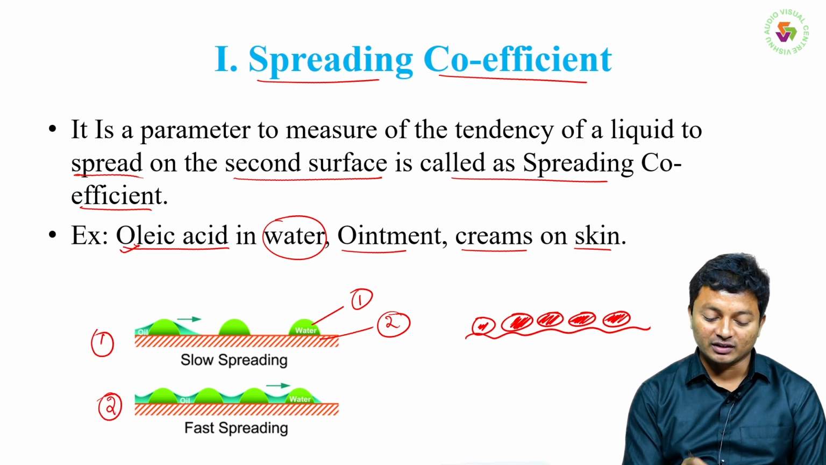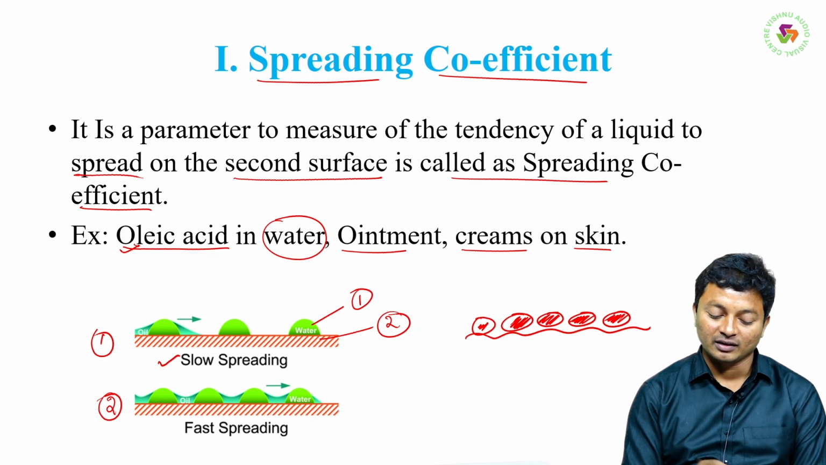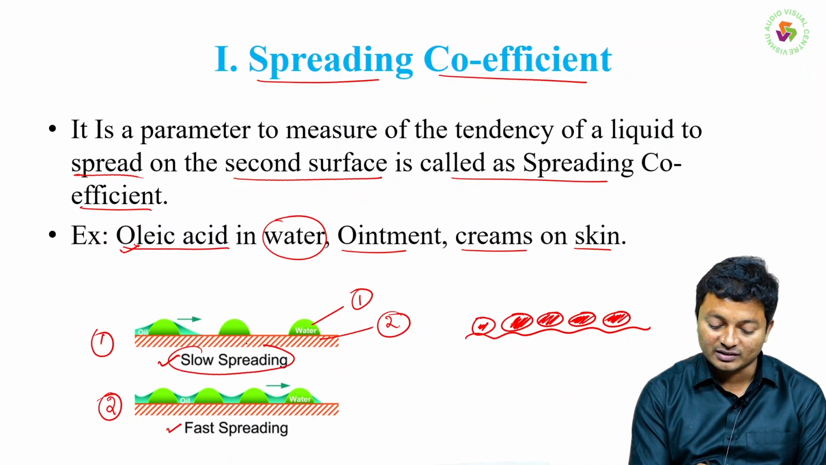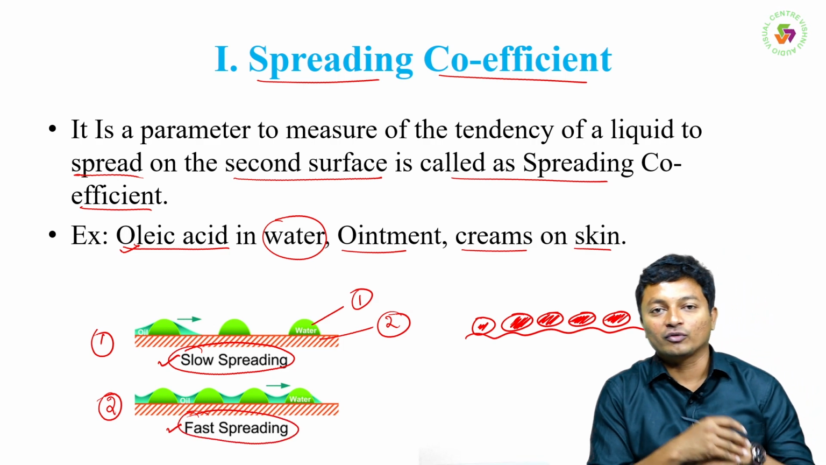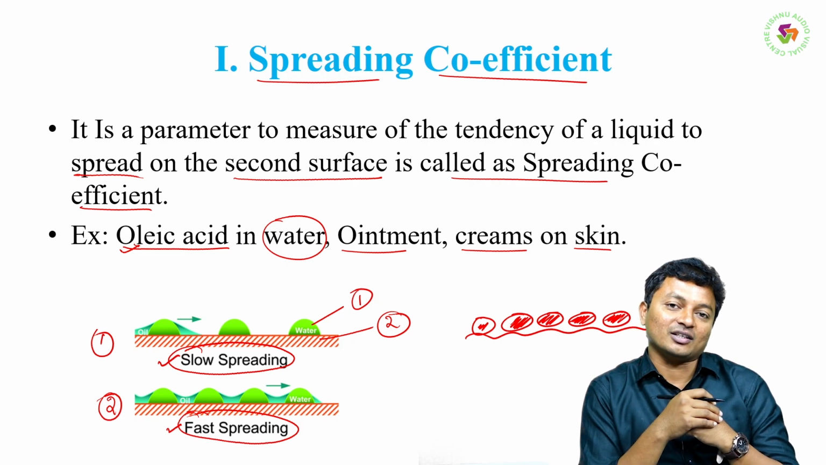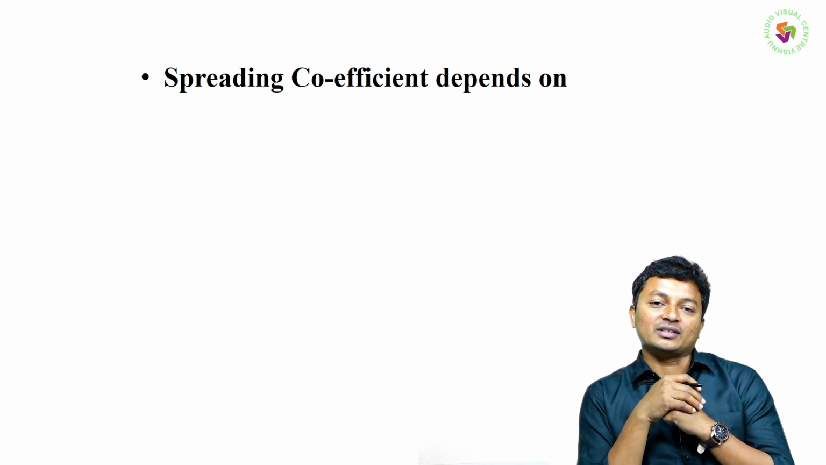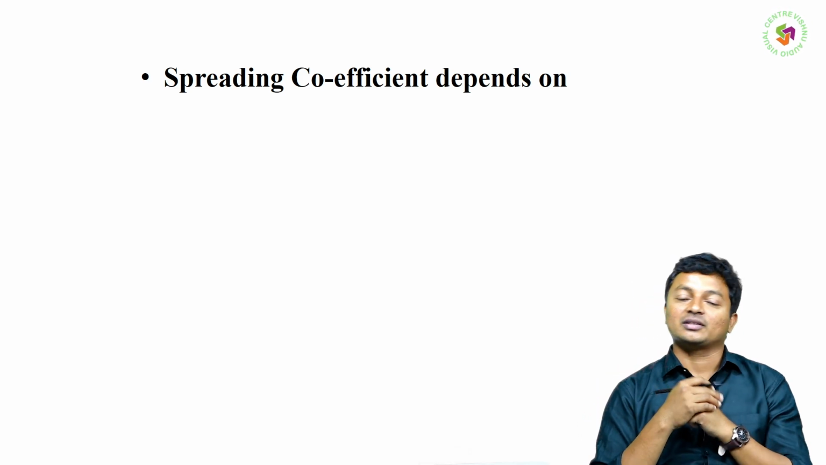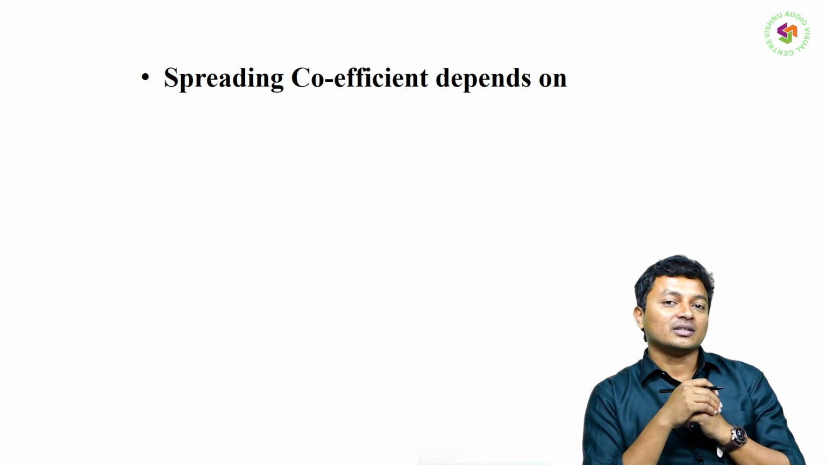Here we need to consider two spreadings. First, a very slow spreading, and second, a fast spreading. These fast or slow spreadings depend on various reasons, such as the nature of the substance and the nature of the second surface over which it is to be spread. Like we just discussed, spreading will be faster in case of some substances, and very slow in case of some substances.